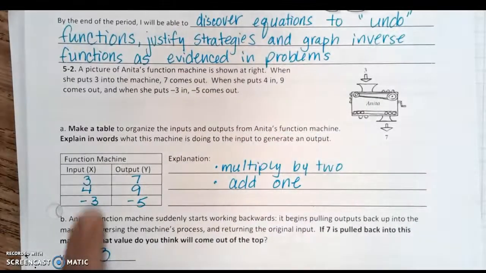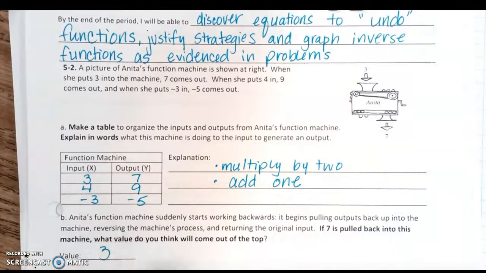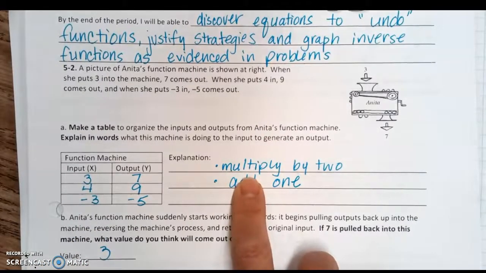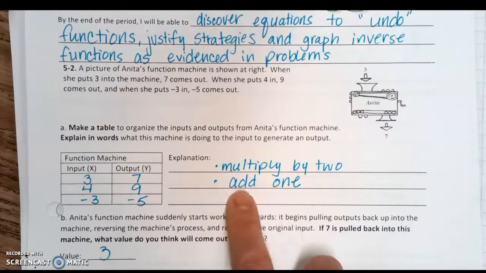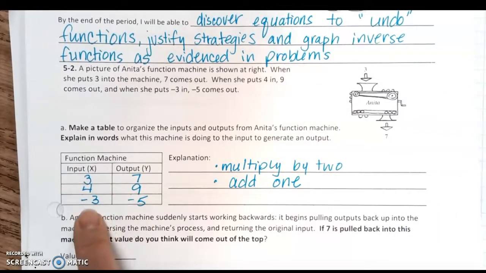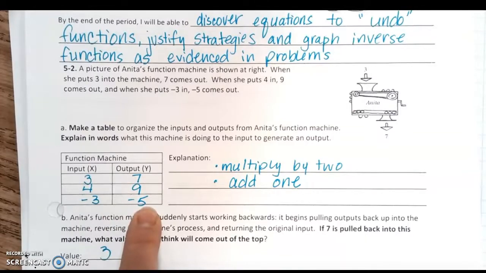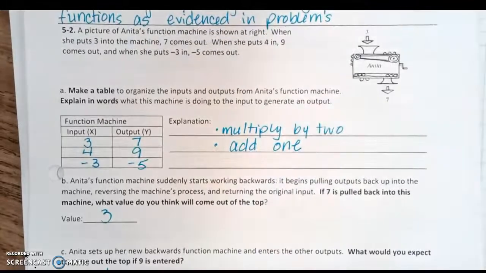Whatever you put in and whatever comes out has to work the same for all of them, right? So for this one, you want to multiply by 2 and then add 1. 3 times 2 is 6, plus 1 is 7. 4 times 2 is 8, plus 1 is 9. -3 times 2 would be -6, plus 1 would be -5. Okay, everybody agree on that one? We're all good.